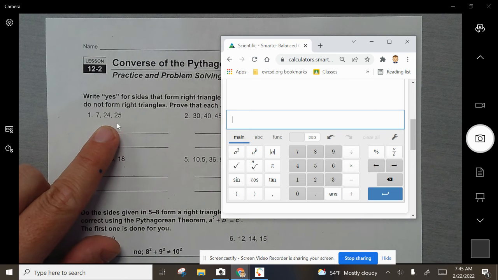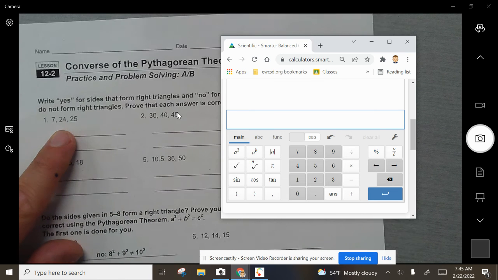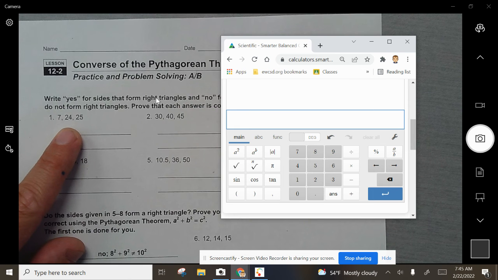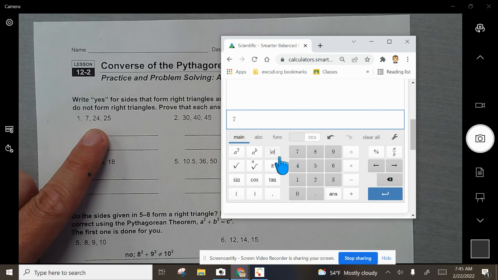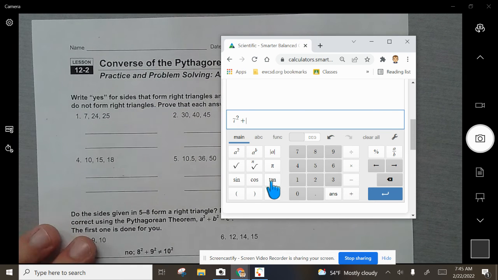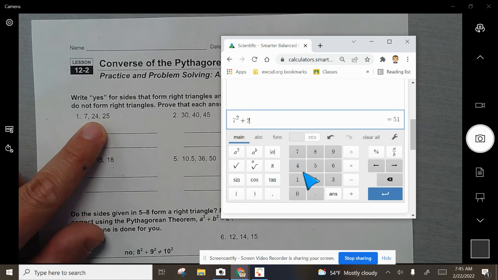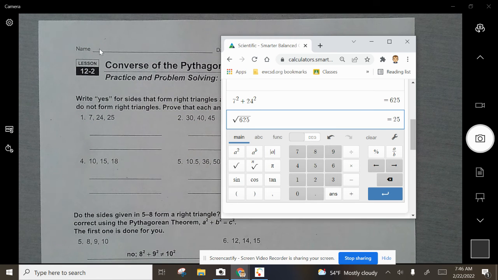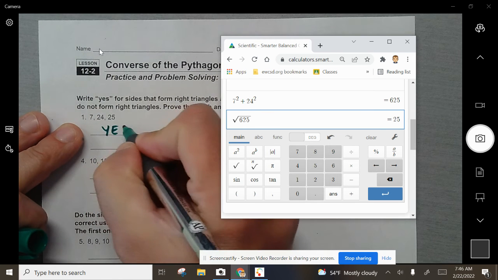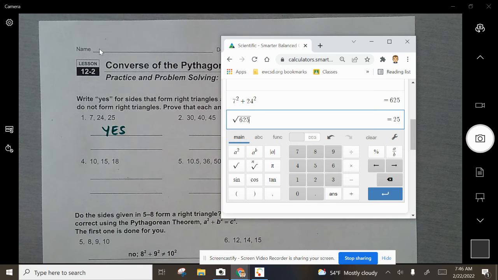Which one would be the hypo? The 25, because it's the largest. Now we're going to say yes or no for sides that do form a right triangle, okay? So here we go. 7 squared plus 24 squared. All right, and we're going to go square root of the answer. Square root of 625. What does that equal? Oh, is that what we're looking for? Yep, so this is a yes. Very nice, okay?